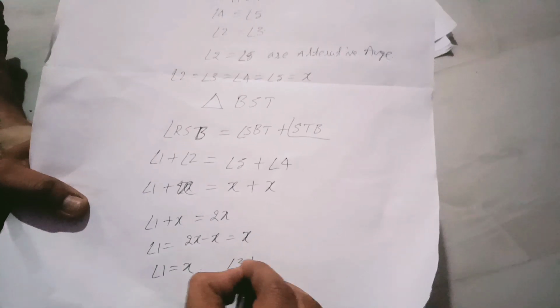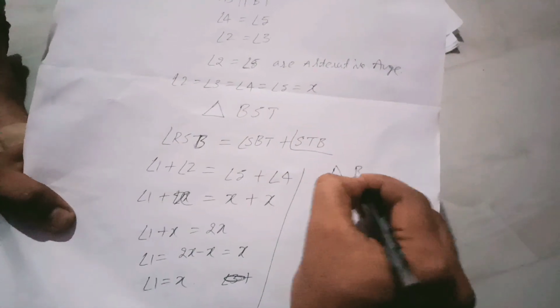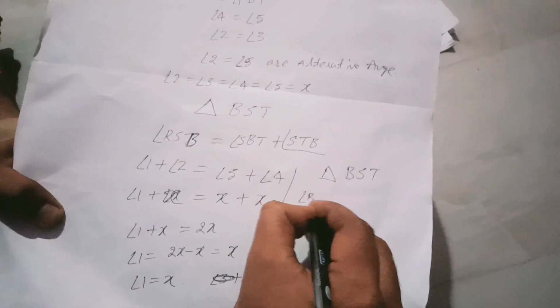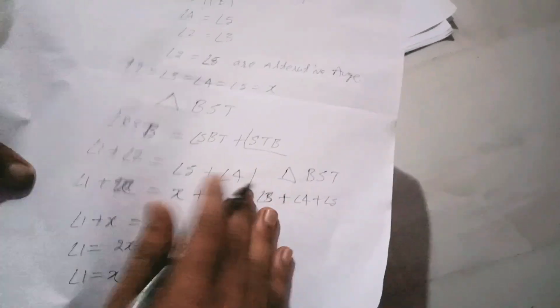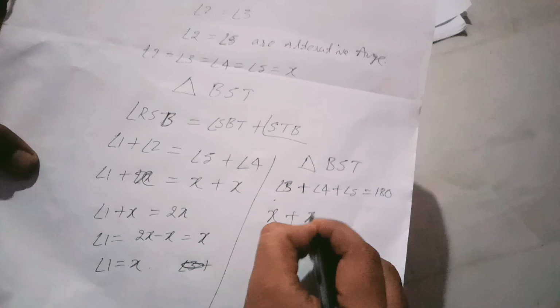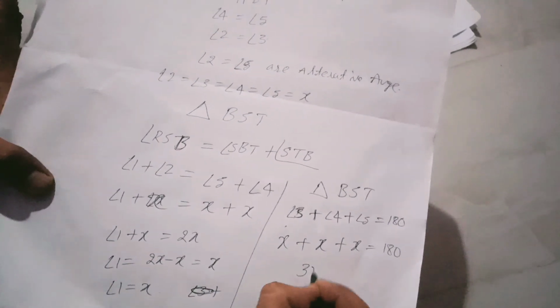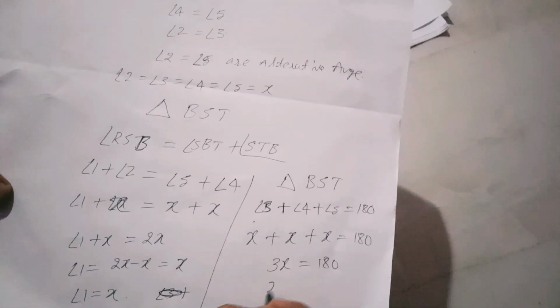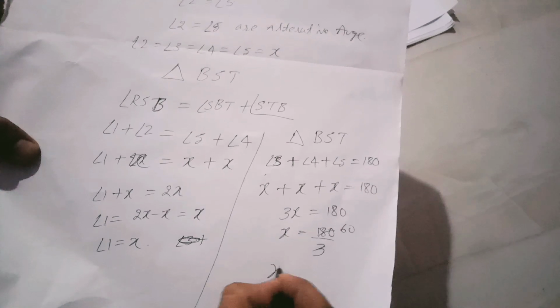But angle 3 plus 4 plus 5 is equal to how much? In triangle BST, angle 3 plus angle 4 plus angle 5 is equal to 180 degrees. Angle 3 is x, angle 4 is x, angle 5 is x, so x plus x plus x is 3x, which is equal to 180. X is equal to 180 by 3. X is equal to 60 degrees.